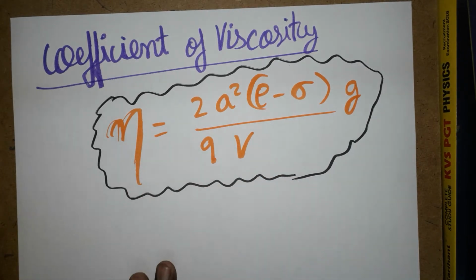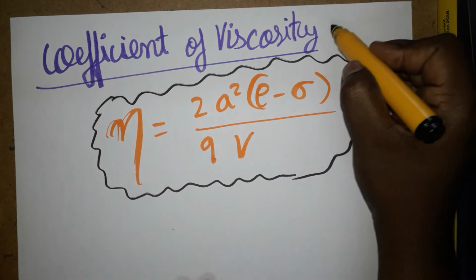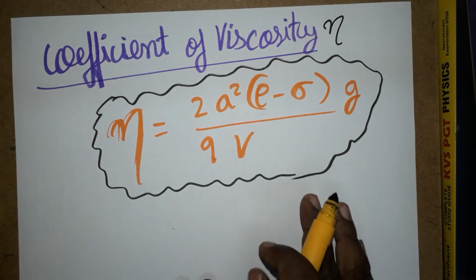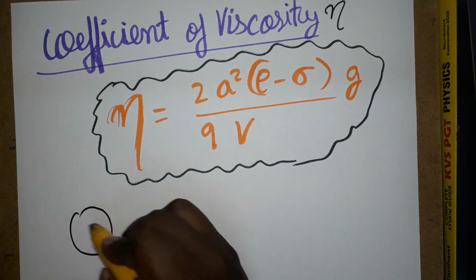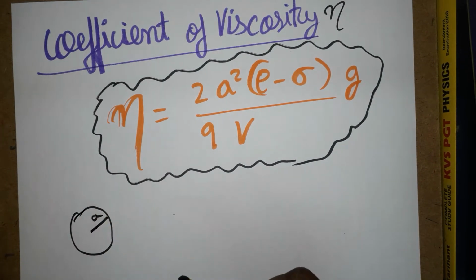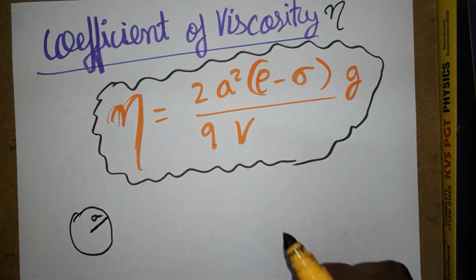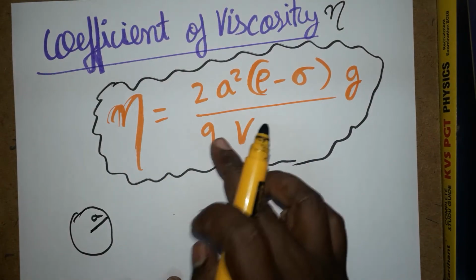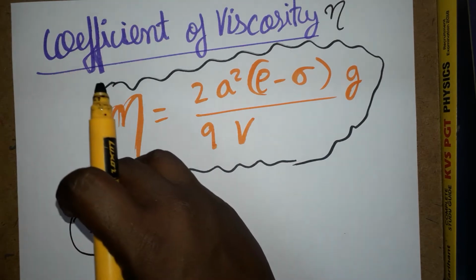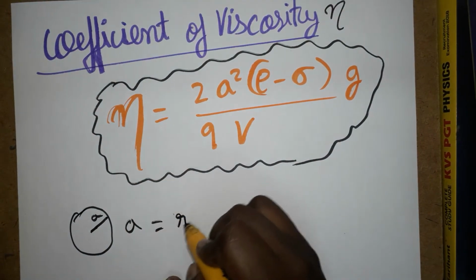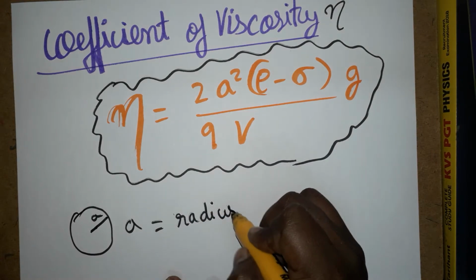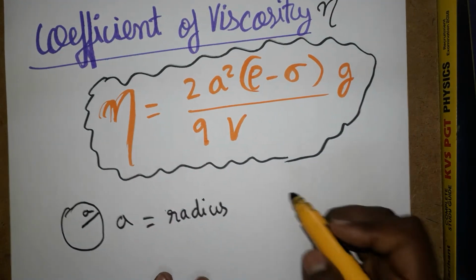Eta is a symbol, we can take it as the coefficient of viscosity. And A is the radius of the sphere ball, which we are going to drop in water or a fluid whose coefficient of viscosity we want to check. That ball's radius we take as A. This is the ball we are going to drop inside the fluid.